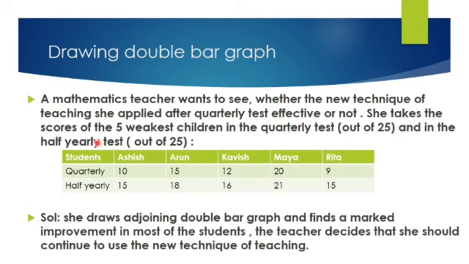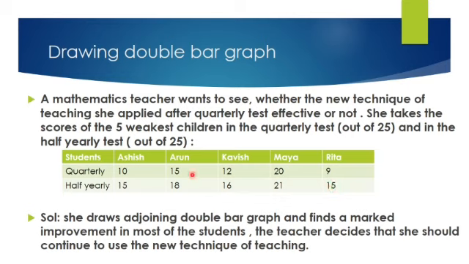And in the half yearly test, dear students, the mathematics teacher conducted 2 exams. Both of them are out of 25. Marks are given. In the quarterly exam, Ashish scored 10 marks, and the same student in the half yearly exam scored 15 marks. Then Arun scored 15 in the quarterly exam and 18 in the half yearly. Kavish 12, 16. Maya 20, 21 and Rida 9, 15.